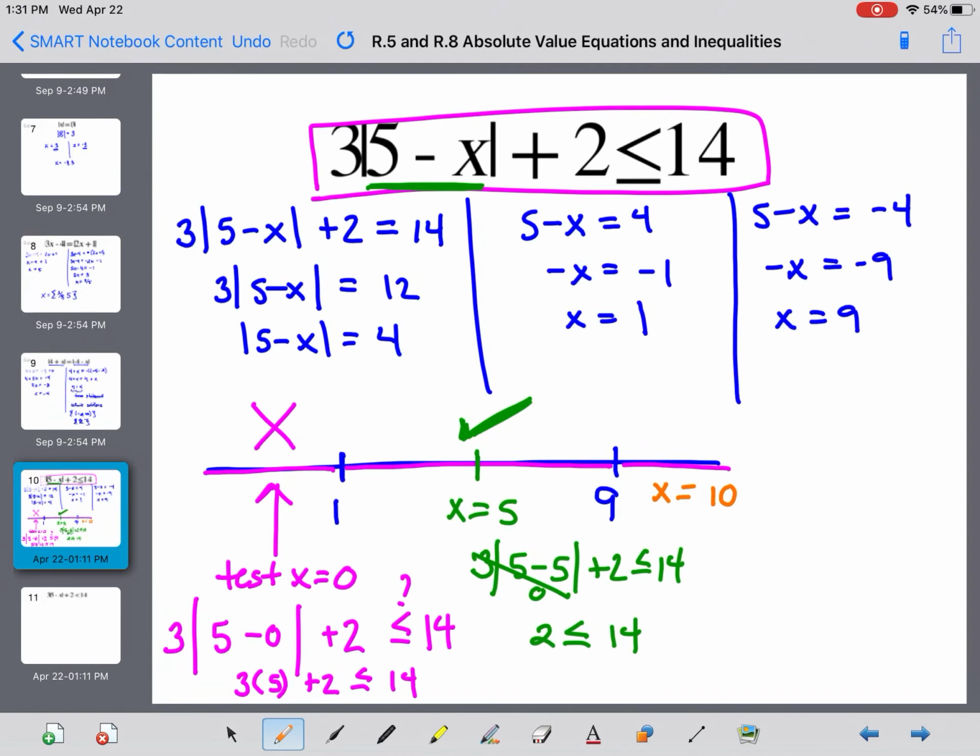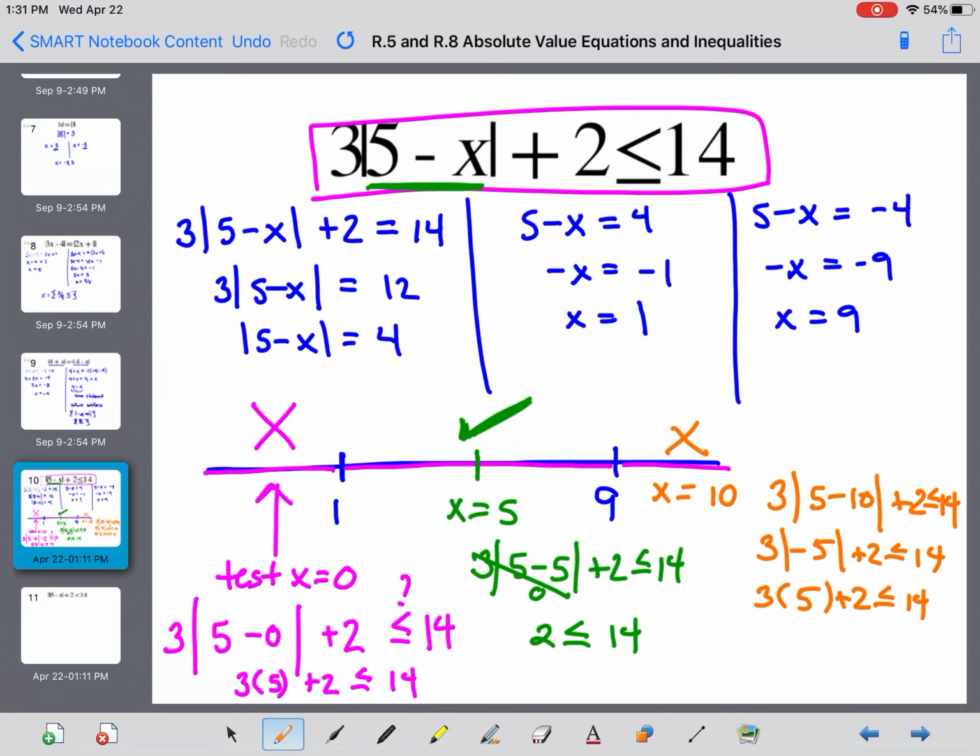So I'm going to be crazy and let's pick x equals 10. So that goes in for my x value. And let's see what we get. Inside the absolute value, that's going to be negative 5. And the absolute value of negative 5 is 5. So I'm left with that statement again, 3 times 5 plus 2, is that less than or equal to 14? The answer here is no. So that interval did not work either.